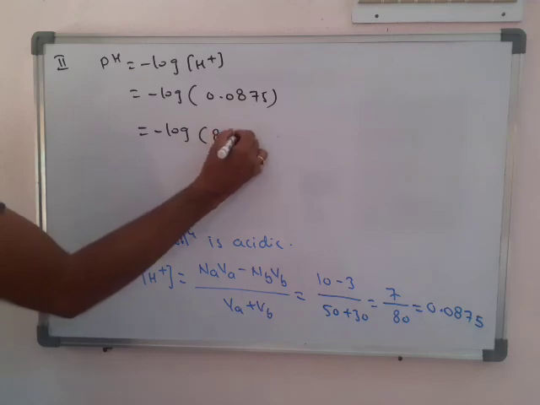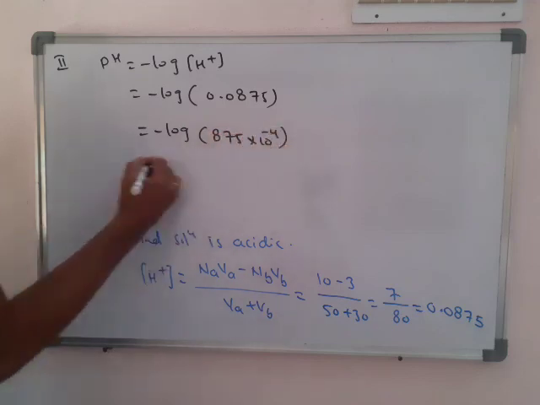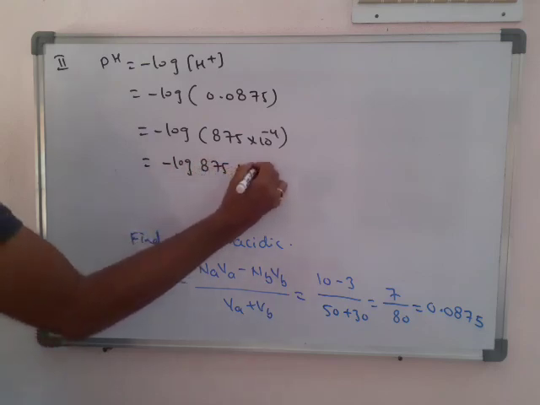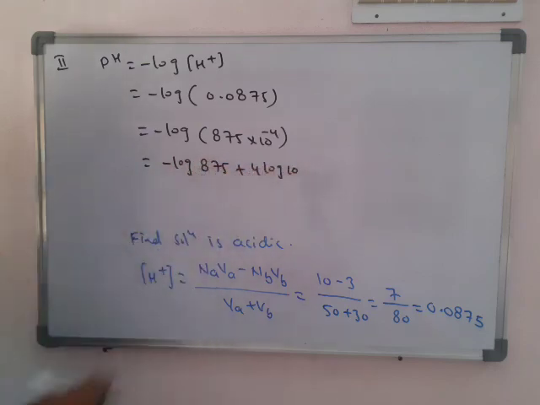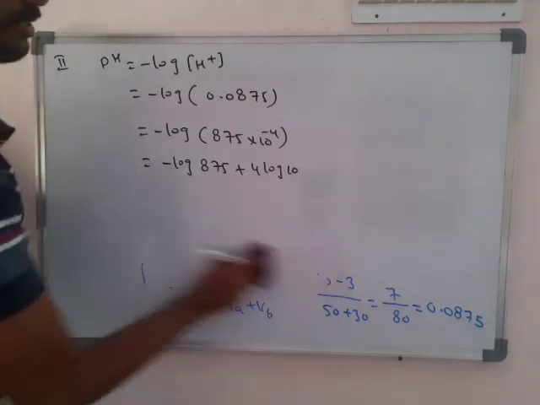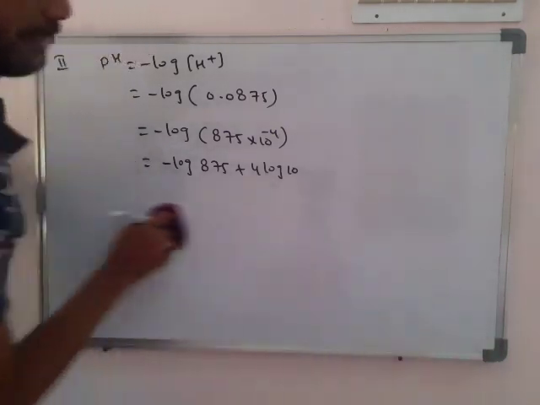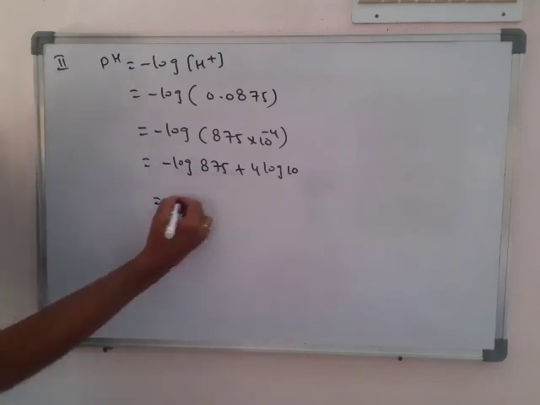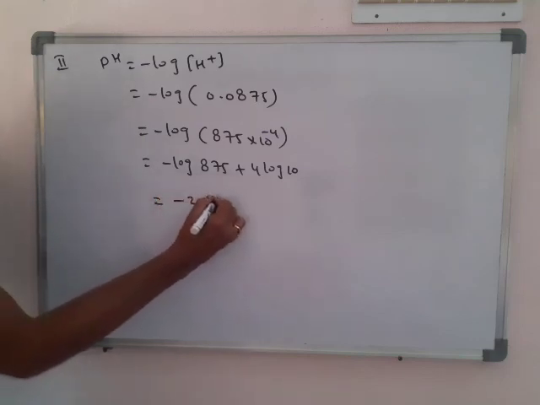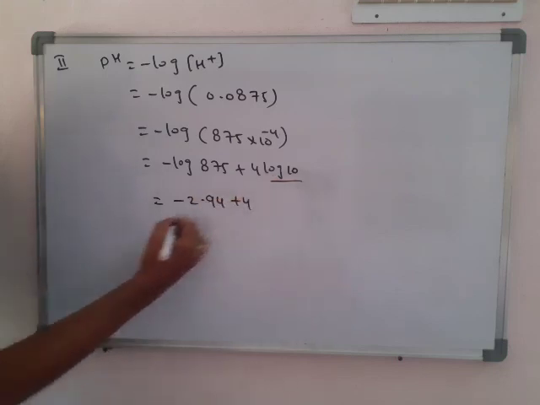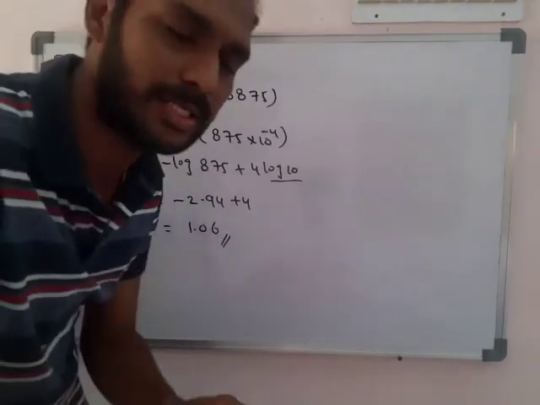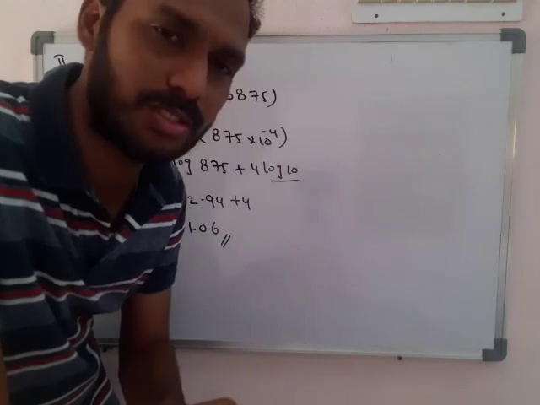Make it 875 into 10 power minus 4. So it becomes minus log 875 plus 4 log 10. Simplification is also important. Here minus log 875, log 875 is given as 2.94. Log 10 value is 1. So finally we got 1.06. The final pH of the solution is 1.06. Okay, so these are the important problems.